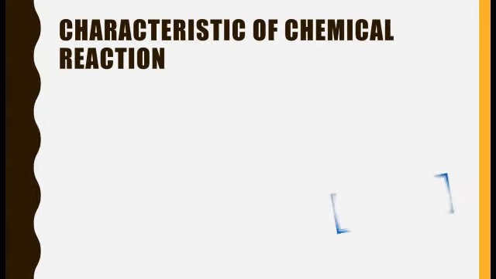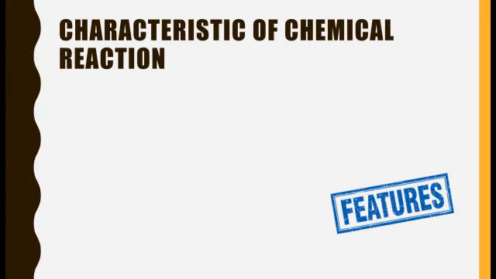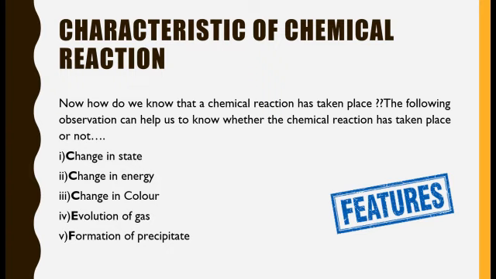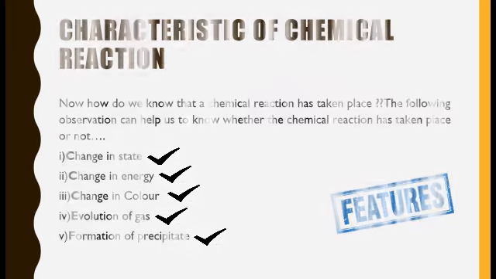Now if a chemical reaction is taking place, how do we know whether it's a chemical reaction or not? The following observations will help us know whether a chemical reaction has taken place or not. The first one is change in state. The second ones are change in energy, change in color, evolution of gas, and formation of precipitate. By these we can easily state whether a chemical reaction has taken place or not.